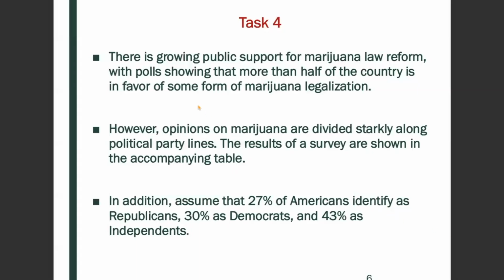Task 4. There is growing public support for marijuana law reform, with polls showing that more than half of the country is in favor of some form of marijuana legalization. However, opinions on marijuana are divided starkly along the political party lines. The results of a survey are shown in the accompanying table. In addition, assume that 27% of Americans identify as Republicans, 30% as Democrats, and 43% as independents.